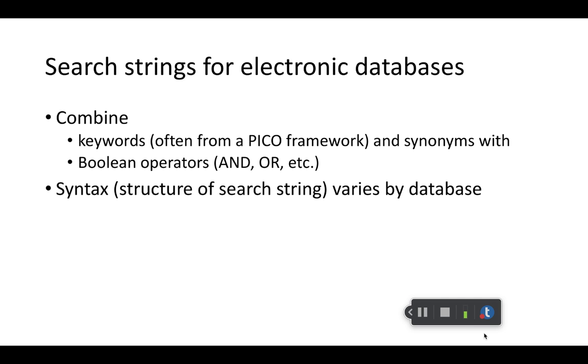When we're searching electronic databases, we develop search strings that combine keywords, often from our PICOS framework, indicating the topics of our interest, and synonyms for those keywords. These are combined with Boolean operators, such as the terms and, or. And a tricky issue here is that the syntax, or the structure, of our search strings varies by database.